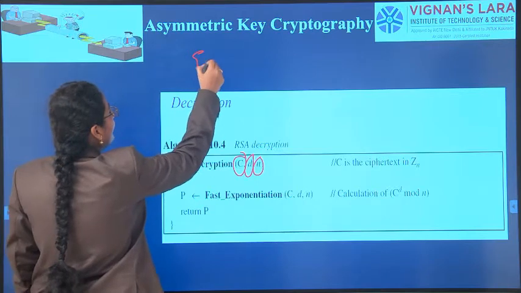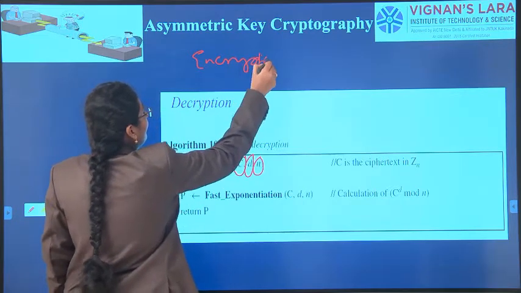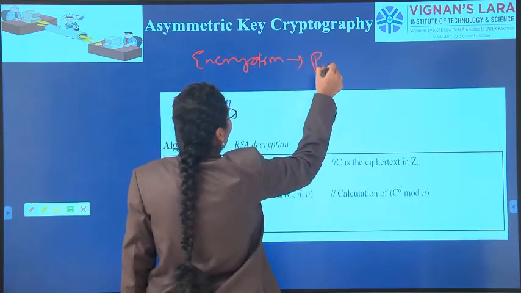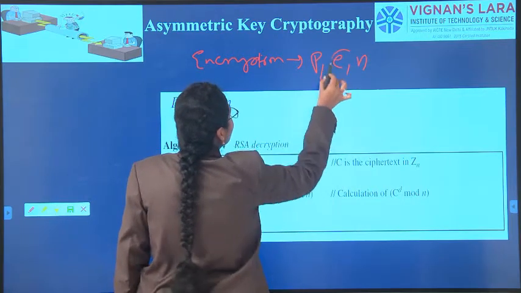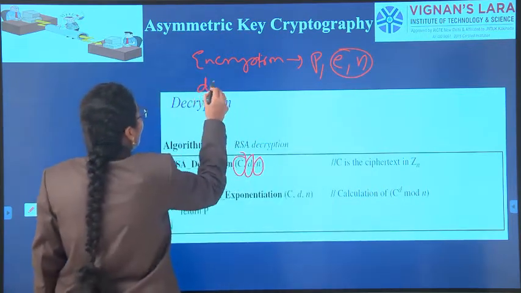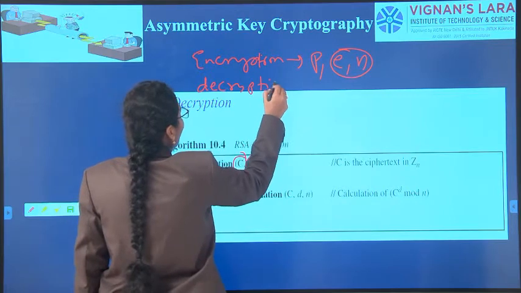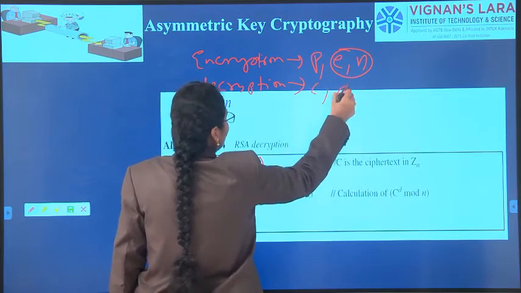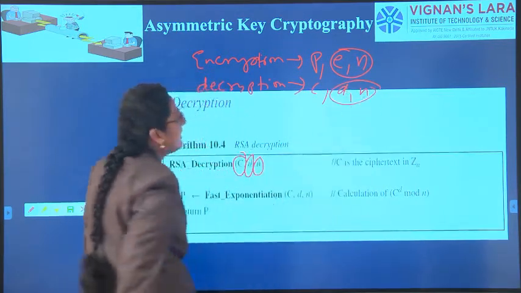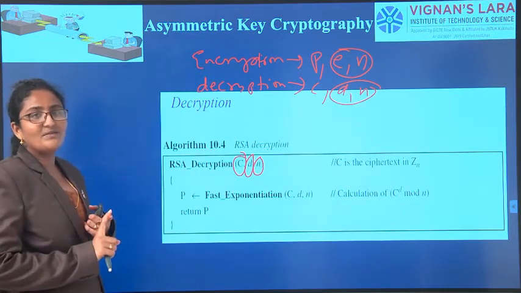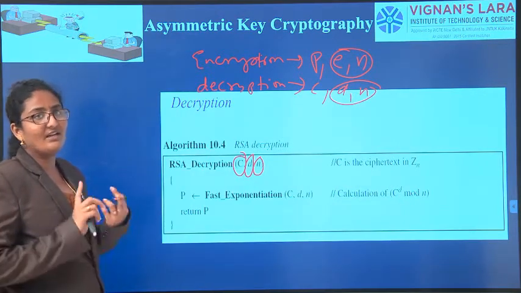For encryption, we need plain text, E value, N value, because E comma N is the public key. For decryption, we need ciphertext, D comma N, because D comma N is the private key. Simple thing. For encryption we need the public key. For decryption we need the private key.